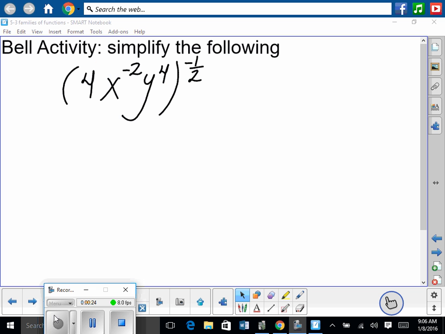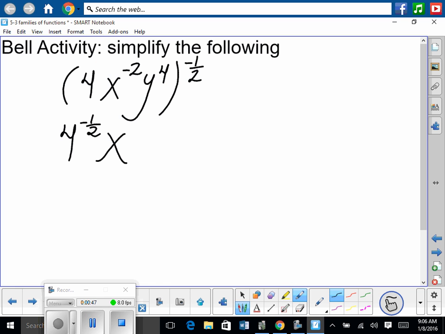Okay, so we have our little song. When you multiply you add, when you divide then you subtract, raise a power to a power and you multiply. Right, okay, good. All right, so all this stuff is being raised to the -1/2 power. So it's 4 being raised to the -1/2. So we have 4 to the -1/2 power.